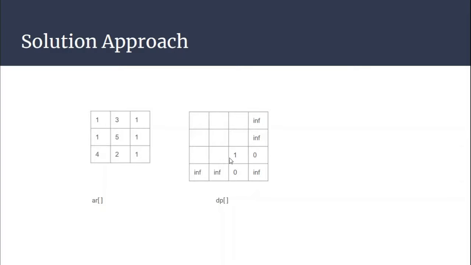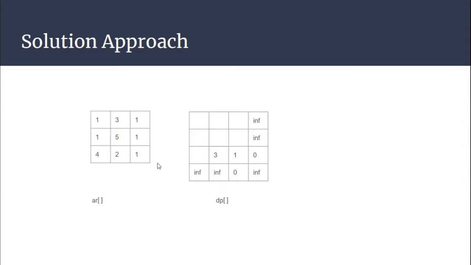Similarly for this cell, the minimum of right or down is 1, so 1 plus the cost of this cell, which is 2 itself, gives 3. Similarly for this cell, right or down: right is 3 and down is of course infinity.